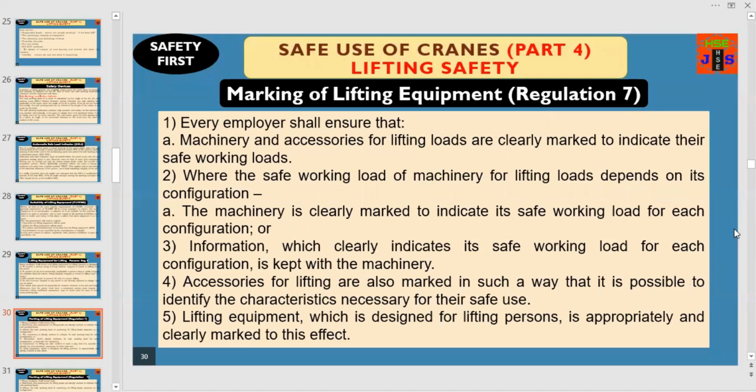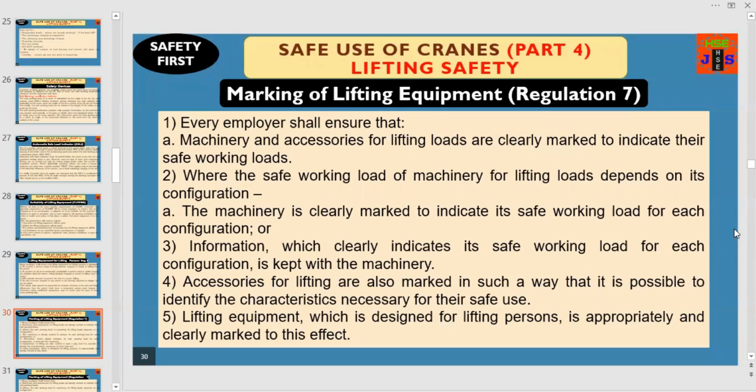Regulation 7 of LOLER is about the marking of lifting equipment. Every employer shall ensure that machinery and accessories for lifting loads are clearly marked to indicate their safe working loads. Without marking, lifting accessories are not acceptable and not allowed to be used at site.